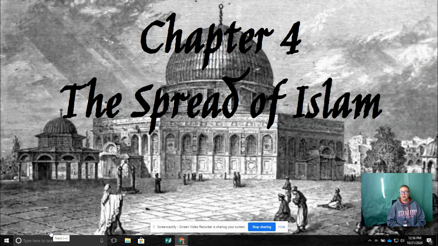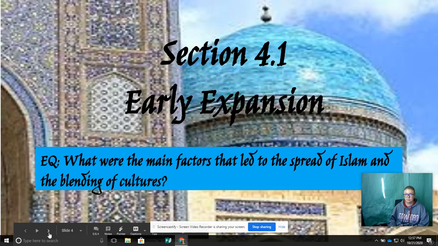Chapter 4, the spread of Islam. So section 4.1 is all about Islamic early expansion, taking Islam and expanding it into really 3 different continents.